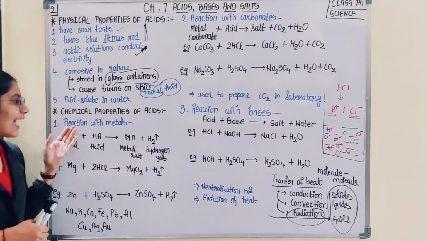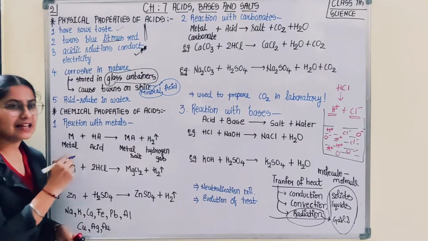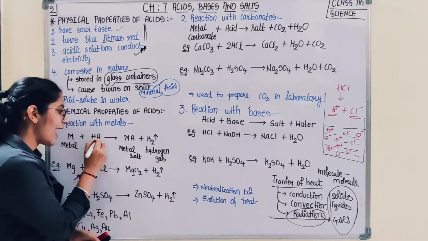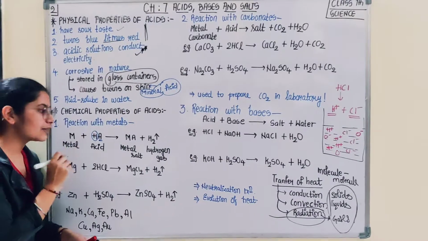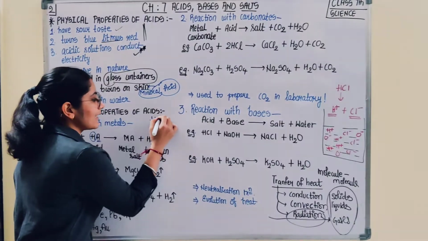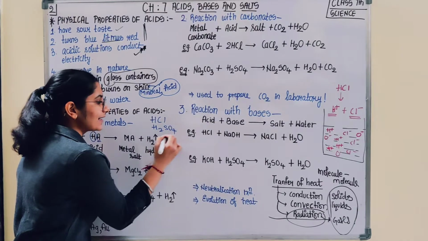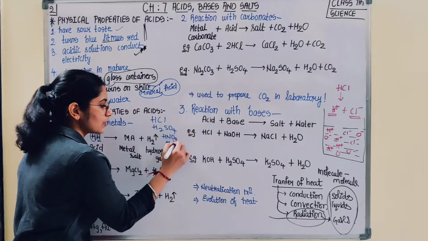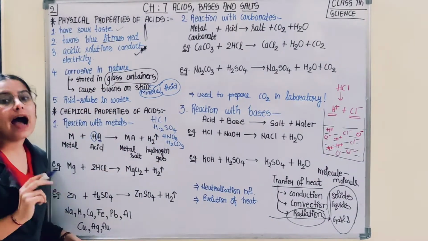So see here, reaction with metals. We can generalize this reaction like this. When metal reacts with acid, acid contains hydrogen. If you see, hydrochloric acid HCl, sulfuric acid H2SO4, nitric acid HNO3, carbonic acid H2CO3, you see, all acids contain hydrogen.